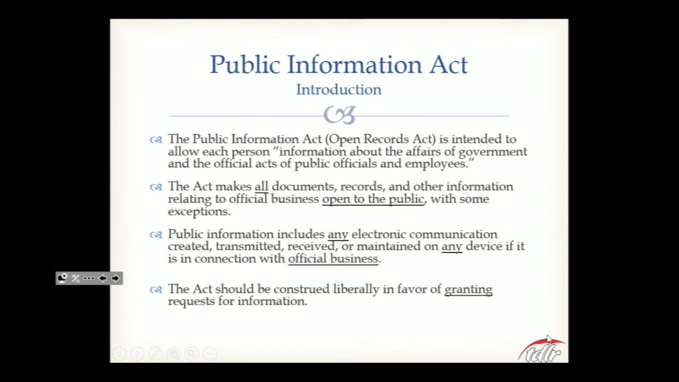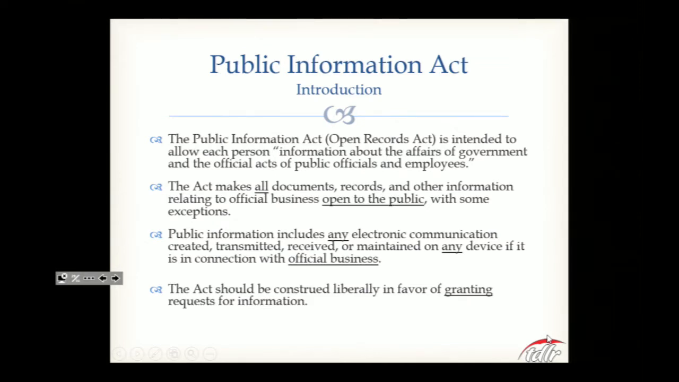And I'd say most concerning to this board, I would think, would be that public information can include any electronic communication on any device that's related to your state business. So any communication that you have with TDLR staff or to each other regarding board business is potentially subject to an open records request by the public. So just keep that in mind.